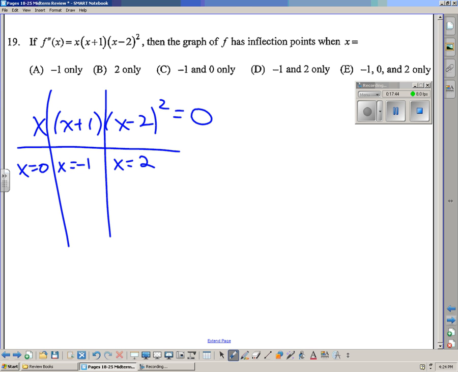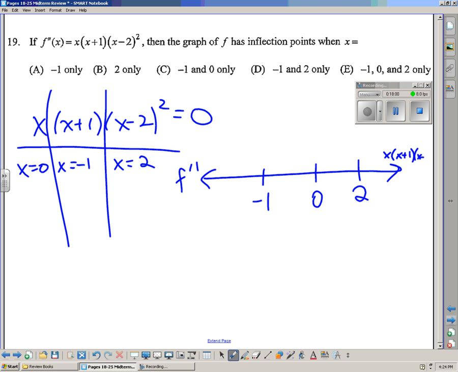We have f double prime. We want to find inflection points. So this is as simple as drawing a number line, putting our roots on it, and figuring out the signs in each interval. Some of you can do this in your head. So let's see what we have.